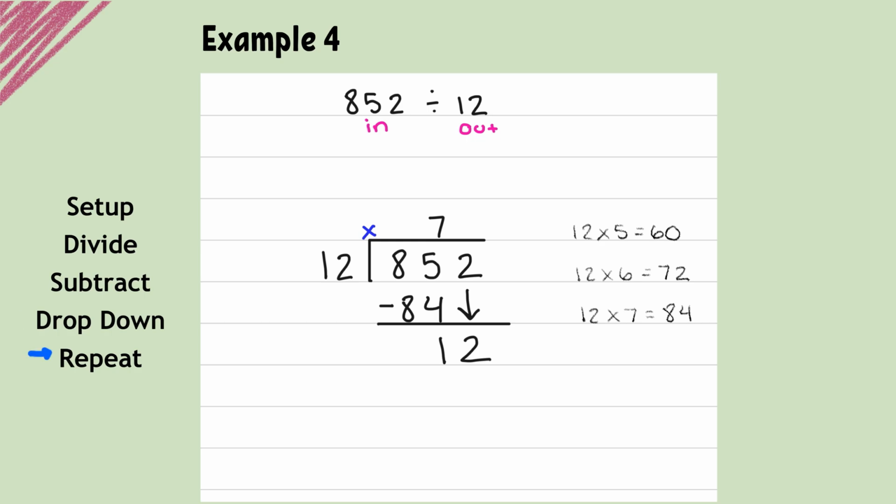Okay, so now you're going to ask yourself, 12 times what is going to give me 12? Easy enough. 12 times 1 is going to give you 12, so you're going to subtract 12 again because 12 times 1 is 12, and 12 minus 12 is 0, and you are done because you used all of your numbers in your dividend, and therefore your final answer is going to be 71.